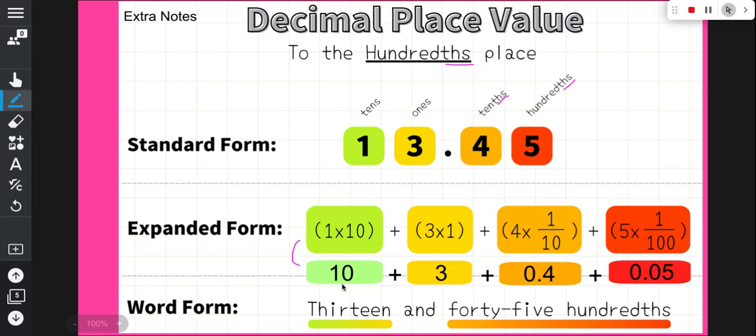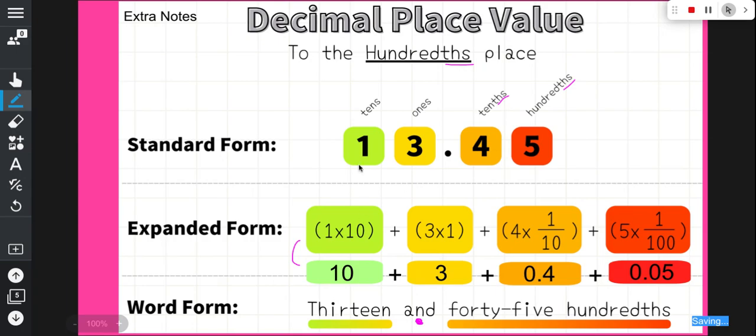The other way we can write it is just by expanding out each number. Notice after the decimal, we can only do 1 digit at a time, so 0.4 and then 0.05, keeping the numbers in their correct place value. The last thing down there is word form. Anything that is a whole number will go in front of the word and. And means decimal.